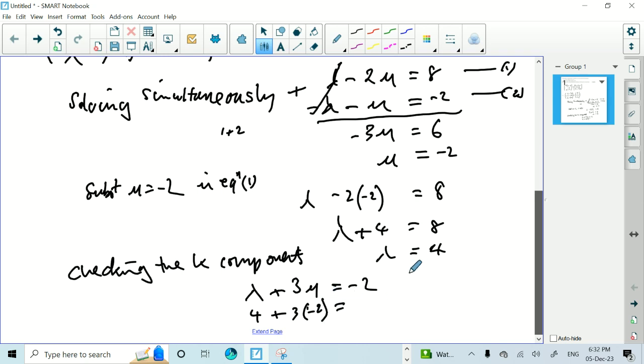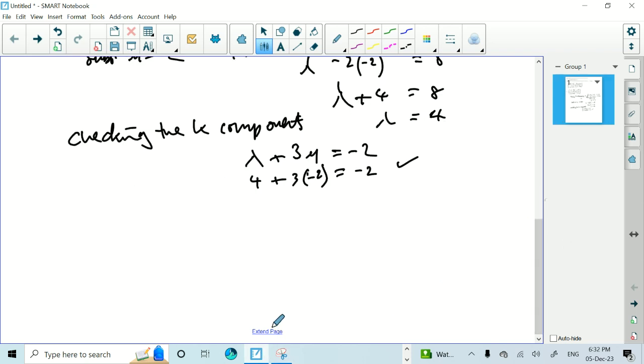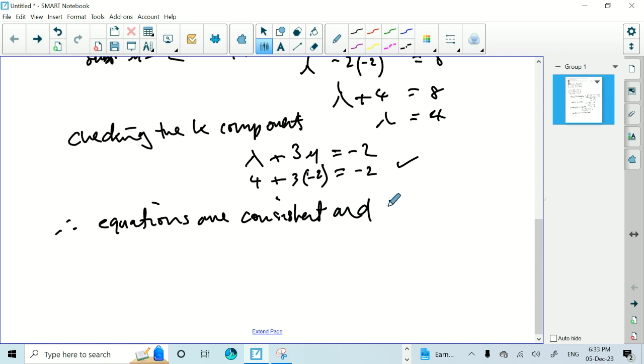And what does that give me? Well, that gives me 4 minus 6, which is equal to negative 2. And that's correct. So that means the equations are consistent. Therefore, I can say the equations are consistent and L1 and L2 meet.